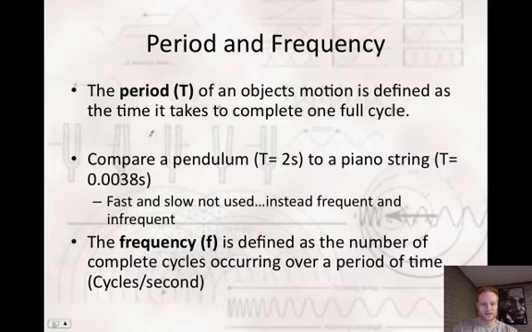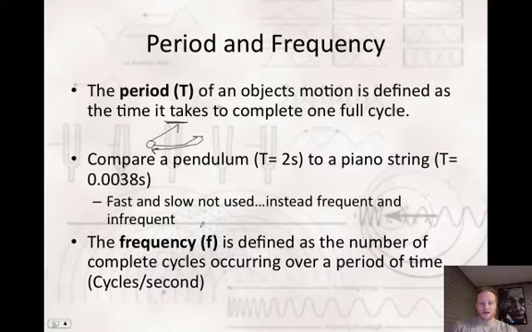So if we go back to this idea of a pendulum, if I have a pendulum here and it takes 2 seconds for it to swing all the way here and then swing all the way back, that would be its period. Okay, it would take two seconds for it to complete one full cycle. And I have an example here of a pendulum that will sometimes take 2 seconds for a period, and then a piano string has a very rapid period of 0.0038 seconds. So I mean that happens very quickly.